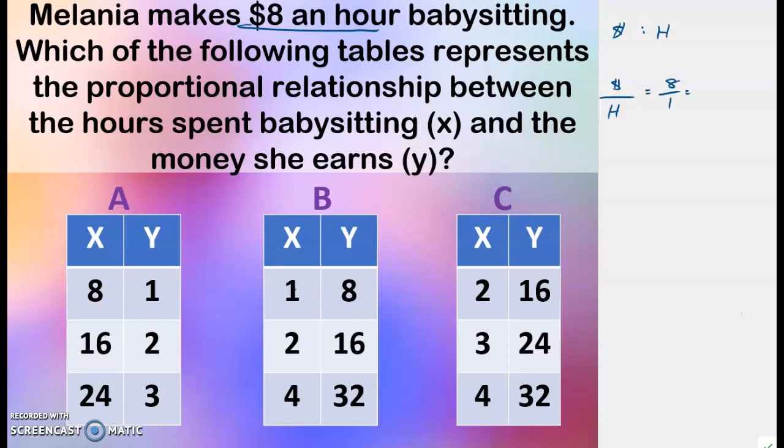So if she works 2 hours, it'll be $16 to 2 hours. If she works 3 hours, it'll be $24 to 3 hours because it's times 3. So if we look at the first one, we needed 8 to 1. Over here on A, it's 8 to 1.